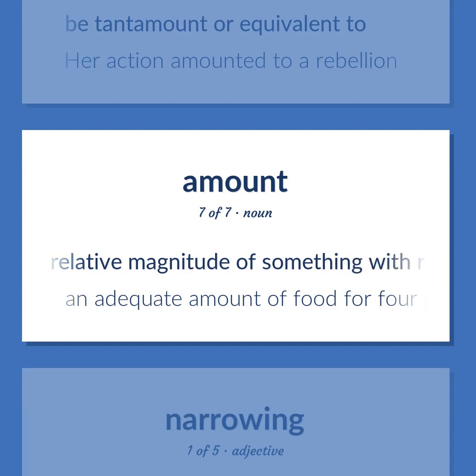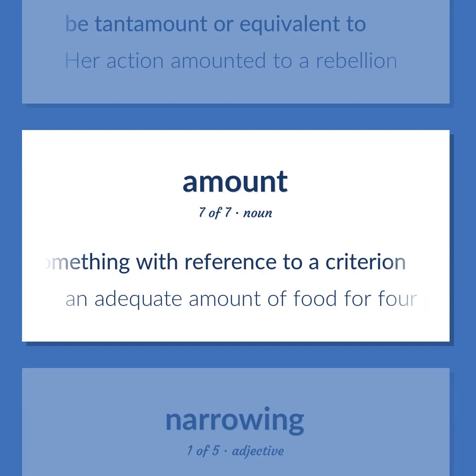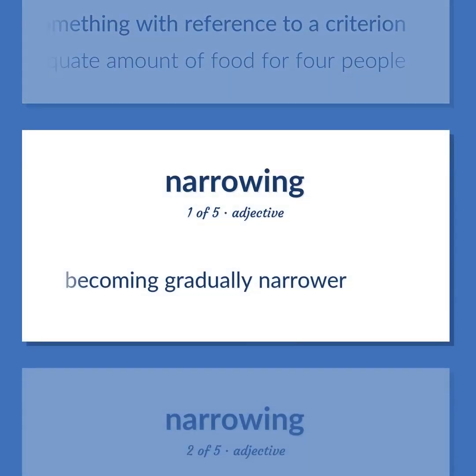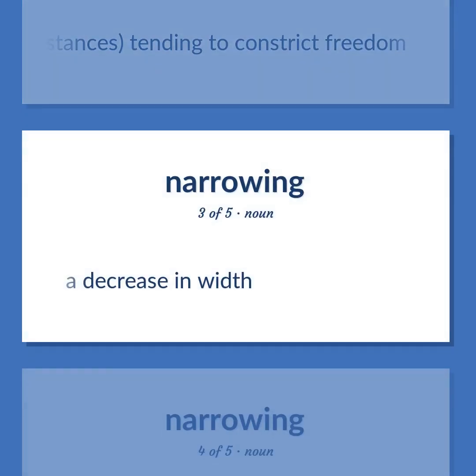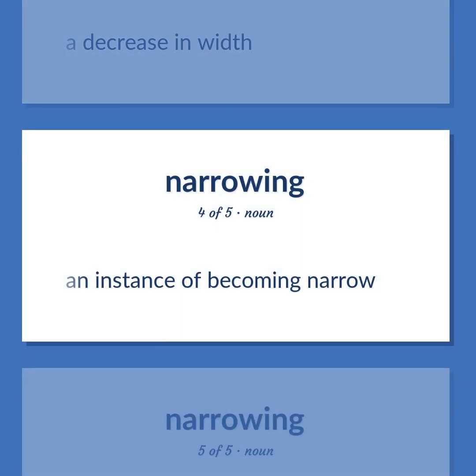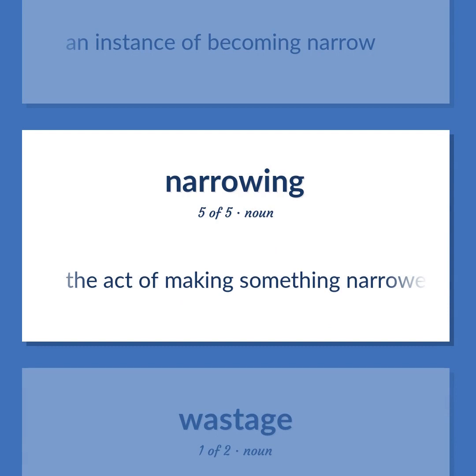The relative magnitude of something with reference to a criterion. An adequate amount of food for 4 people. Becoming gradually narrower. Of circumstances, tending to constrict freedom. A decrease in width. An instance of becoming narrow. The act of making something narrower.